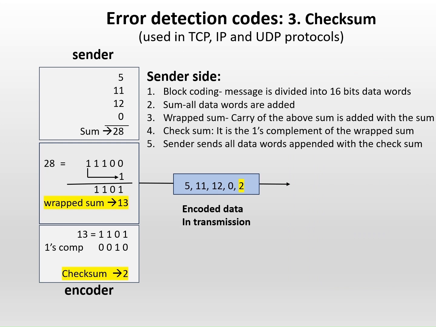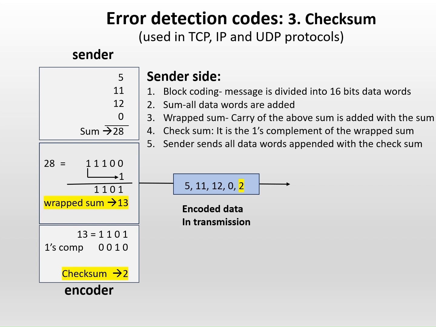So in the checksum error detection code, it is a block coding technique. The sender side steps are: in the first step, it will divide the message into 16-bit data words. In the example, I have used 4 bits for easy understanding, but actually the data words are bigger than that, either 16 bits or 32 bits, etc. So it is dividing the data into 16-bit data words.